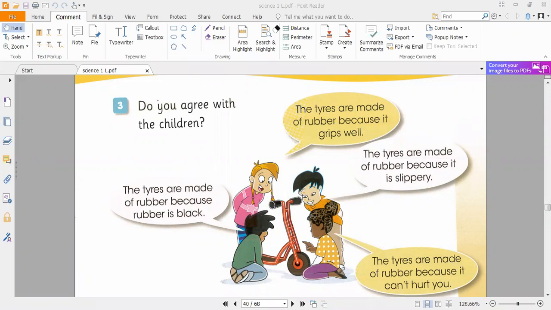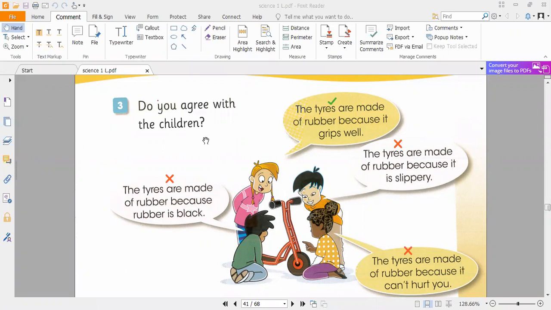So let's decide. This girl is right, because she is saying it grips well. The tires are made of rubber because it is slippery? No. Even the girl who is saying it can't hurt you? No. Tires are made of rubber because rubber is black? No, this is not the reason. The elasticity in the rubber is used to make the tires. They grip well on the road. This is the reason why tires are made of rubber.